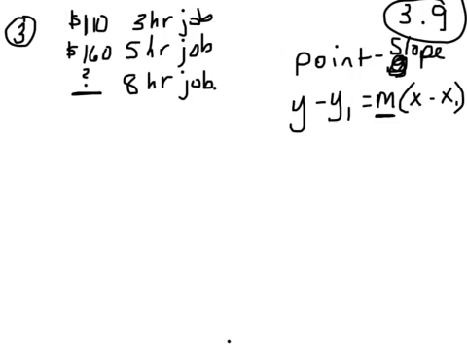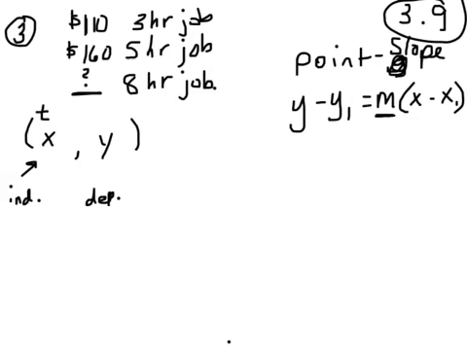I can make 2 points out of this information. Now, when you make the points, you might think you could do 110, 3 and 160, 5, but that's not quite right. When we make our points, if you remember, your x value has to be your independent variable, and the y value has to be the dependent variable. Now, if you think about it, how much the cost you pay the plumber is determined by how many hours he works. Cost depends on the time he works.